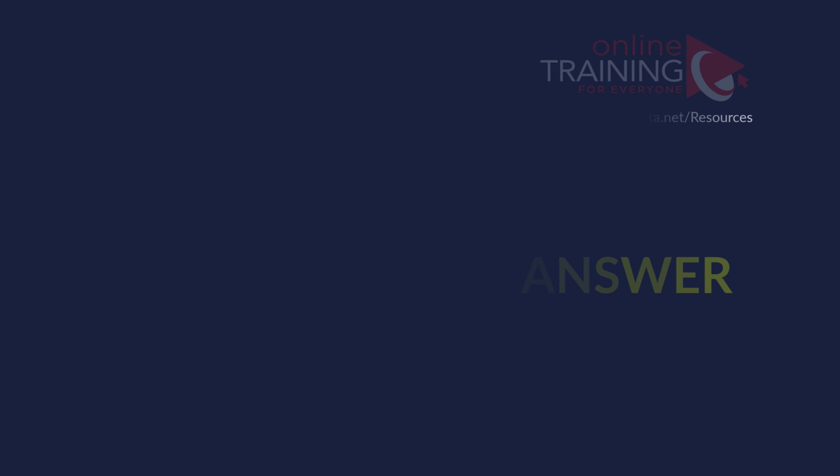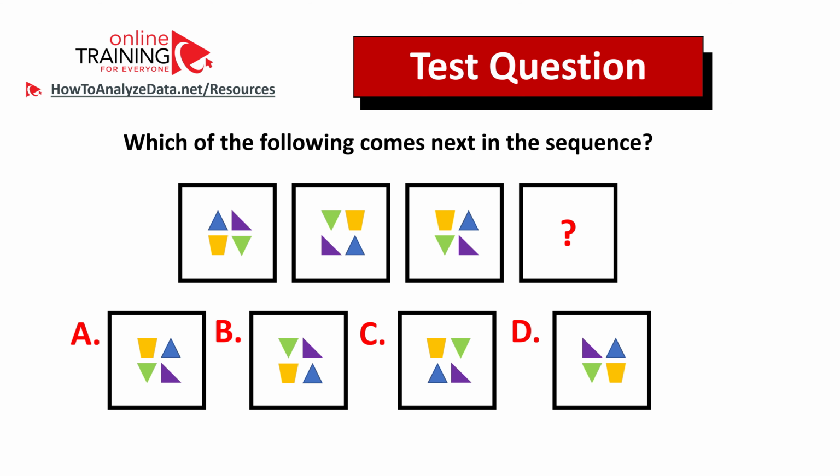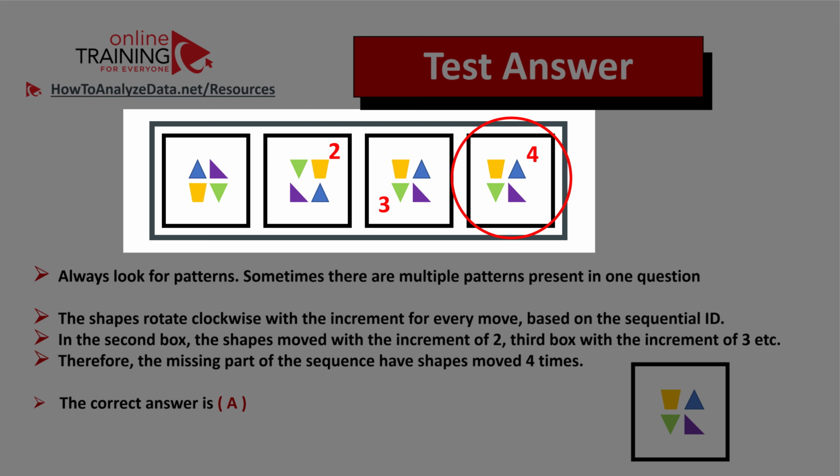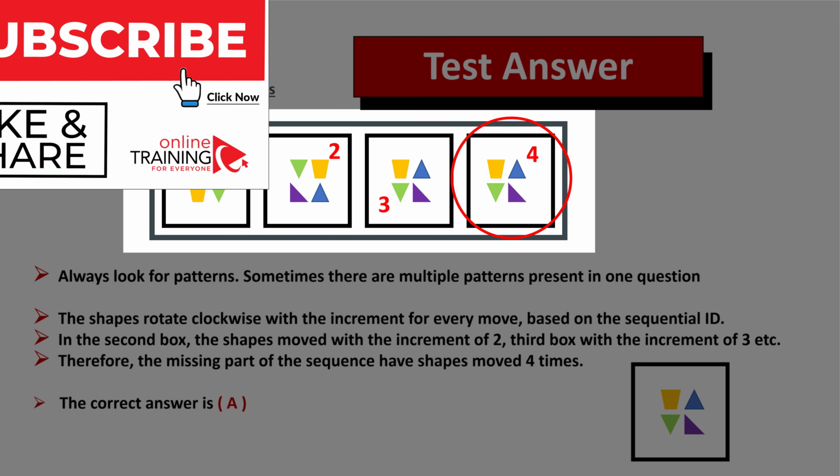Did you figure out the solution? Let's continue to see how we can solve this challenge and get to the correct solution together. As usual, always look for patterns. A lot of times there are multiple patterns present in the question, but in this particular case, there is only one pattern. And the pattern is that the shapes rotate clockwise with the increment on every move.